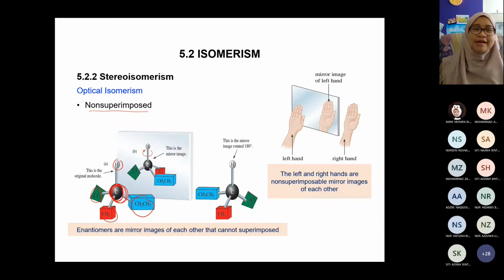Okay. Right, so kalau tak faham apa maksud chiral ni, tengok tangan. Tengok tenung tangan. Ini chiral. Okay, our hands are considered chiral. So kanan adalah enantiomers kepada kiri, kiri adalah enantiomers kepada kanan. Okay.